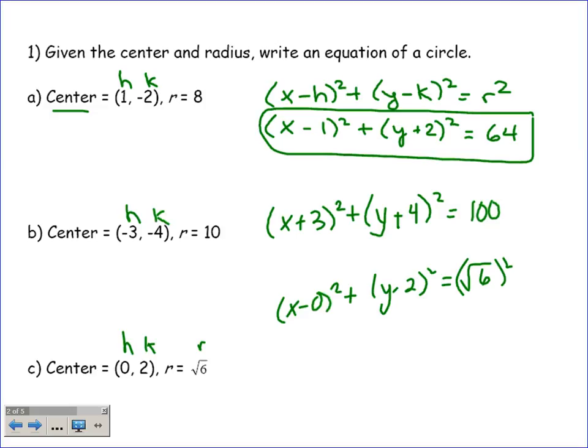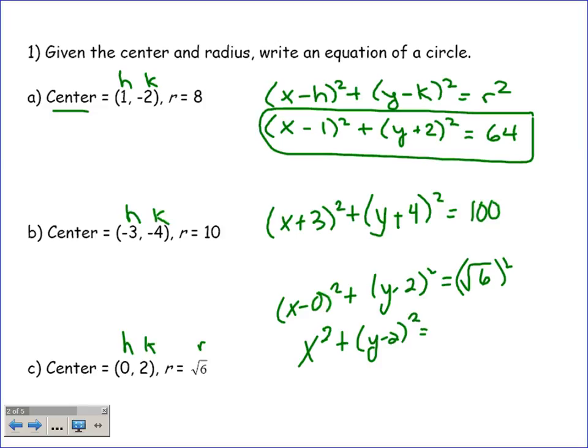Okay, so hold on a second. If you subtract 0 from something, do you really need to write minus 0? No? So how would this part simplify? Yeah, it would just be x squared. So make sure to write that fully simplified. This y minus 2 stays the same, so y minus 2 quantity squared.